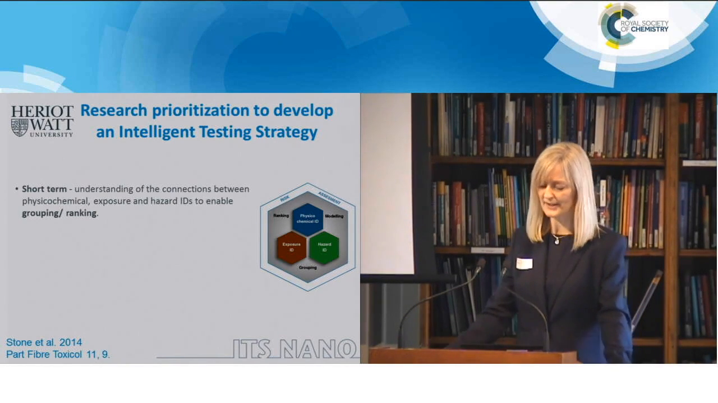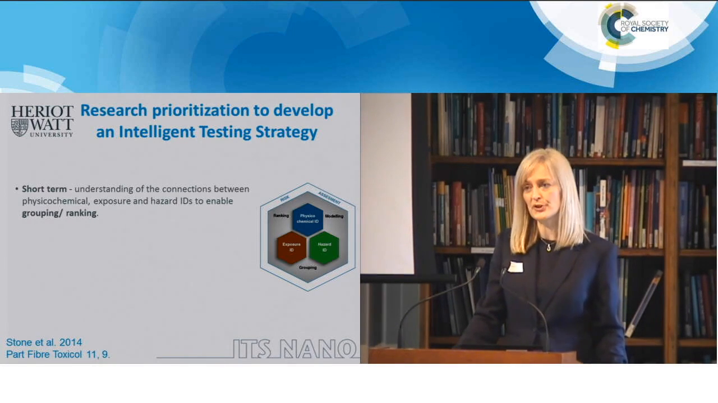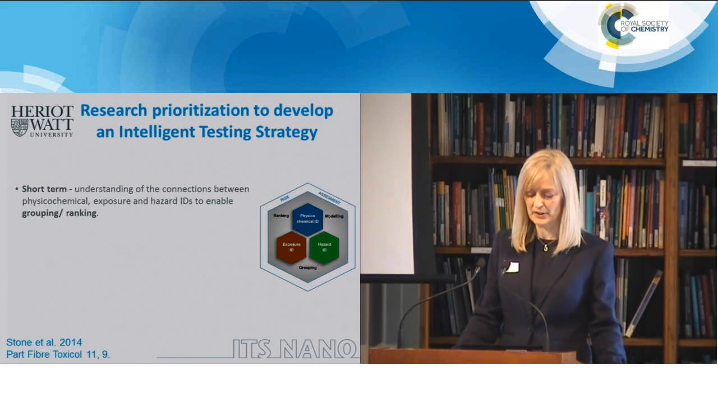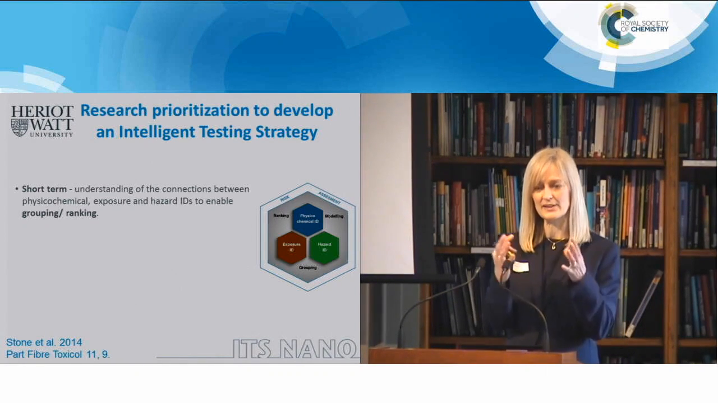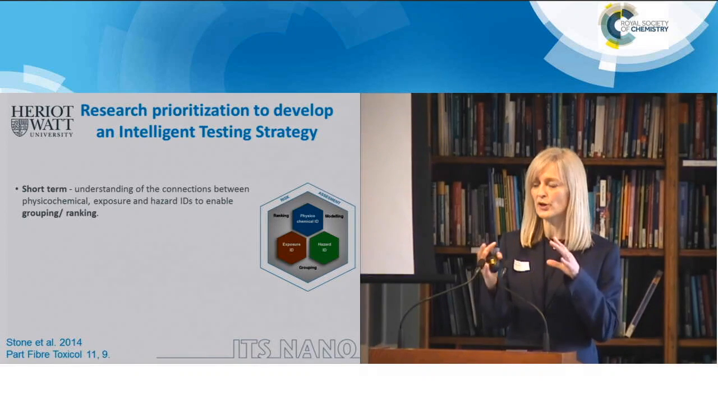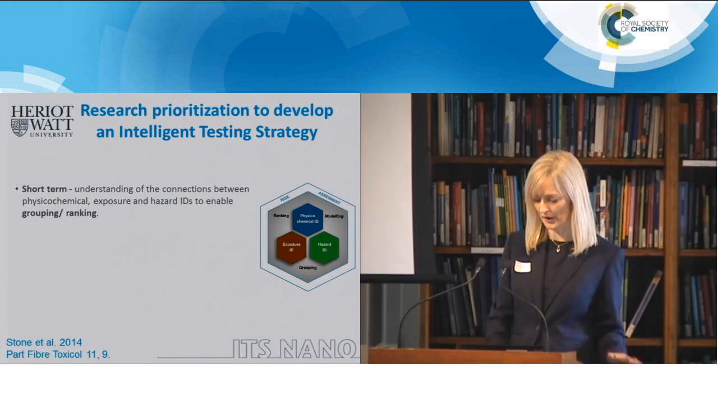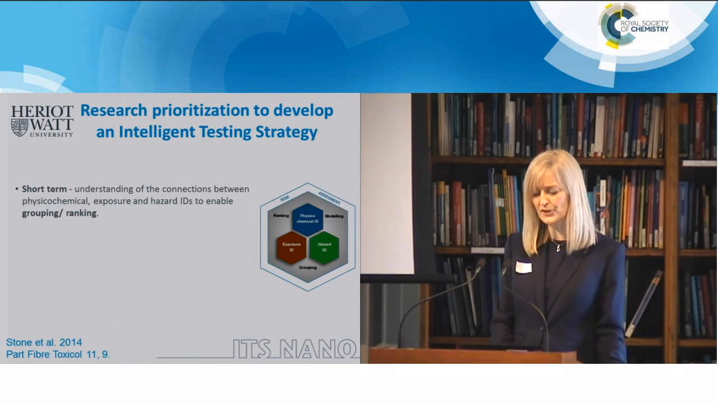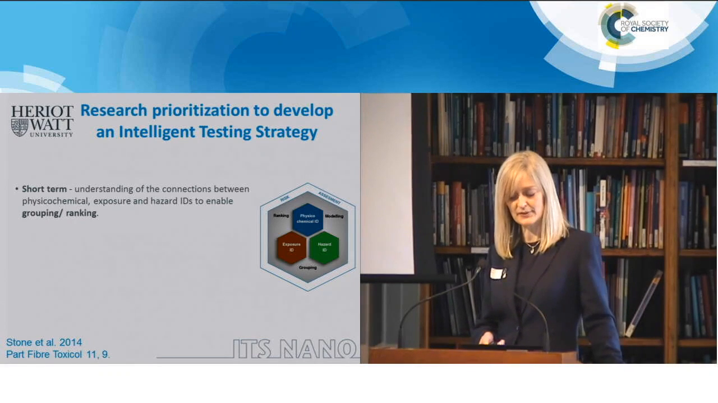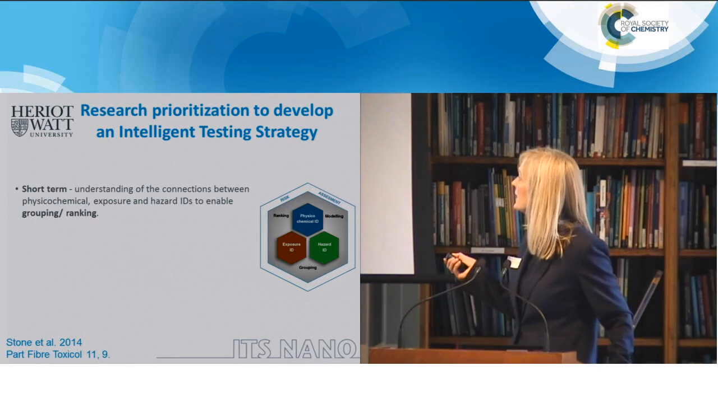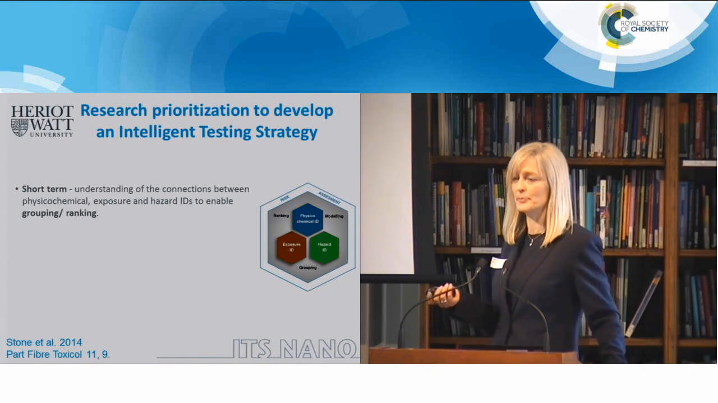So the project came up with a number of conclusions. It suggested that in the short term, an intelligent testing strategy would require nanomaterials to be grouped together or into classes so that you could start to extrapolate or read across from one nanomaterial to another. And to do this, you would need to understand the toxicity or the hazard of nanomaterials, shown in green here, the exposure, which is the dose, how much people are exposed to.